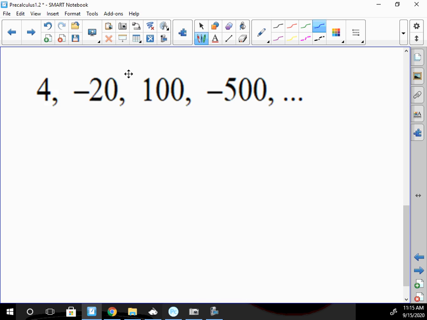So let's look at the multiplication. 4 times 5 gives me 20, but this is negative 20. That tells you that I need to multiply by a negative 5. If I check it for the rest of them, negative 20 times negative 5, a negative times a negative is positive 100, times a negative gives me negative 500. u sub n equals negative 5 times u sub n minus 1.